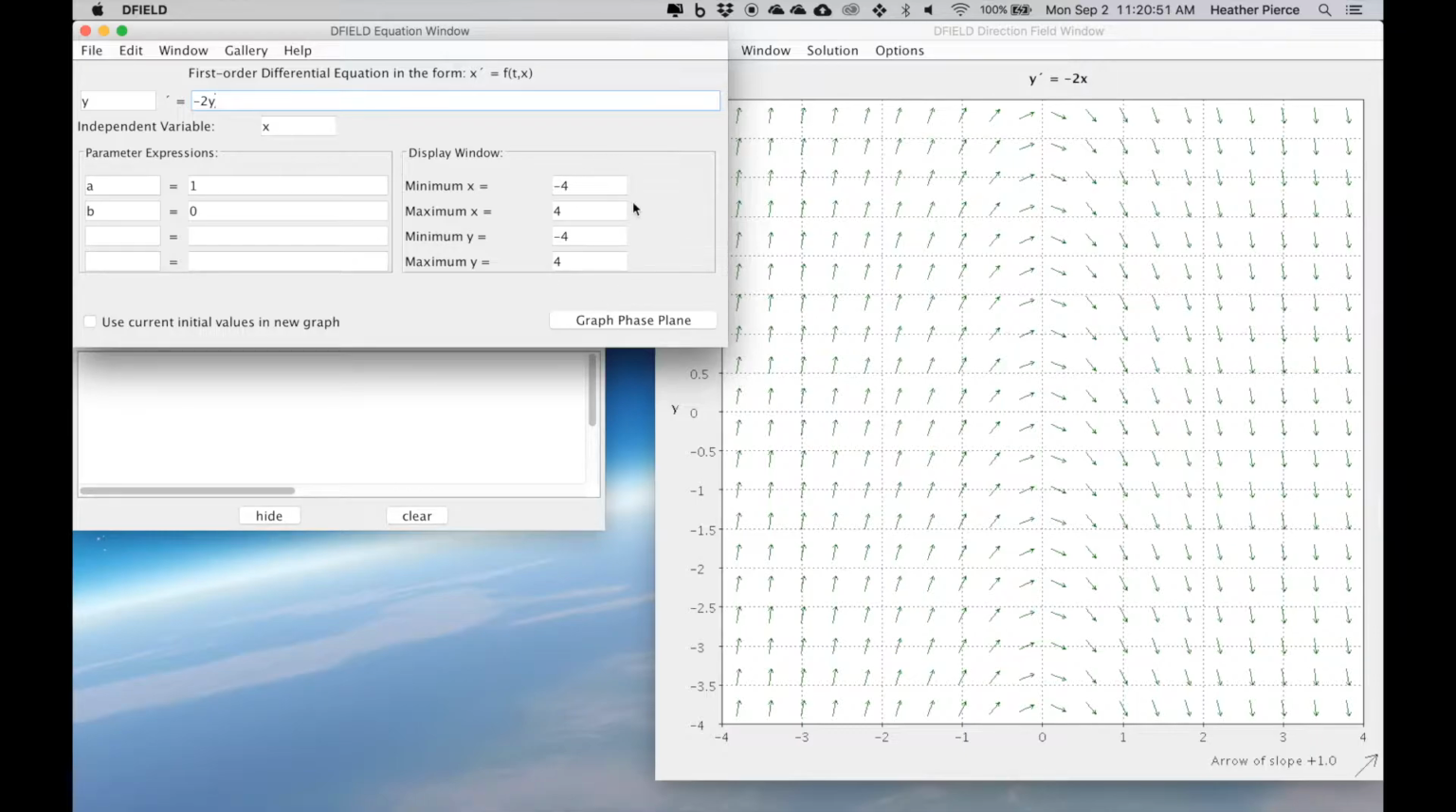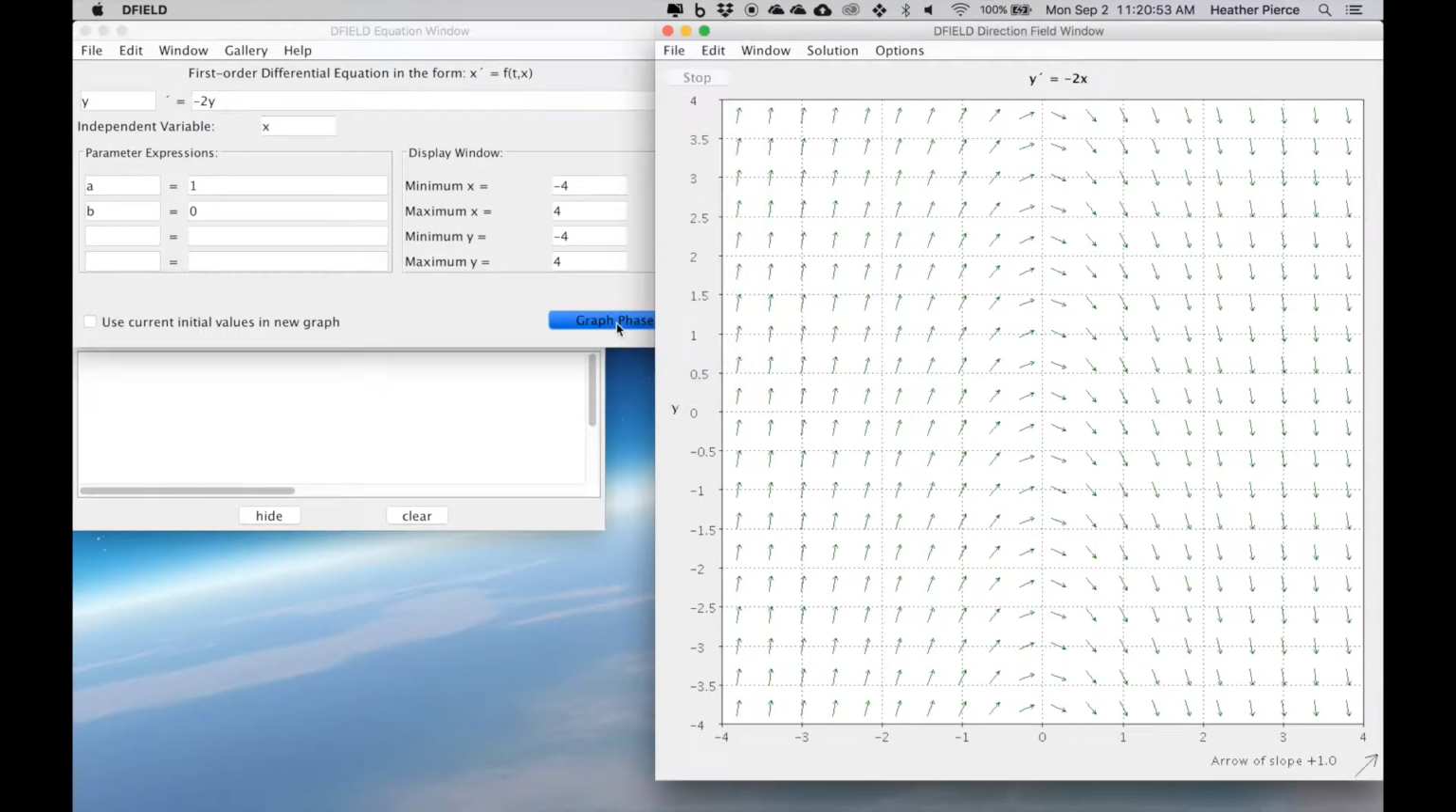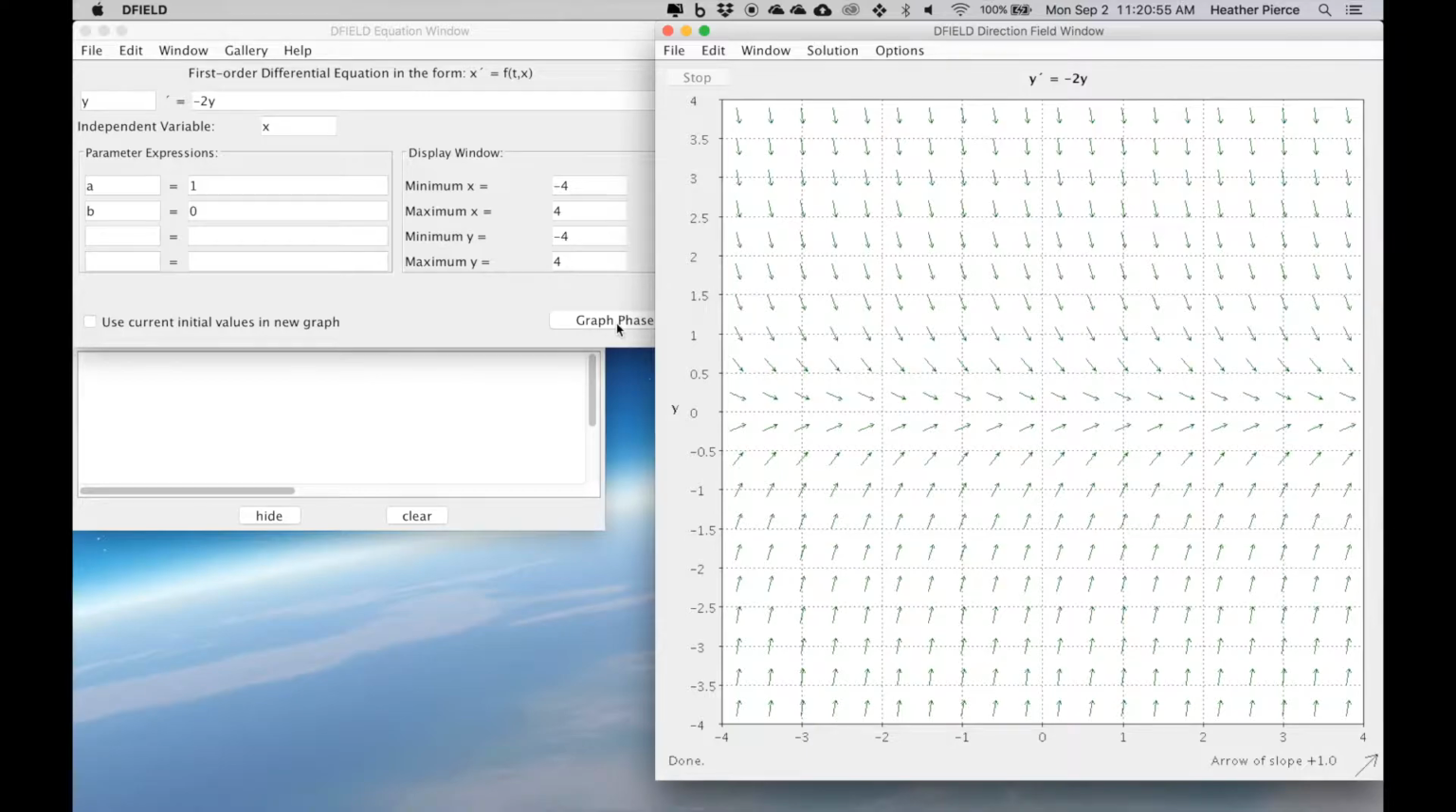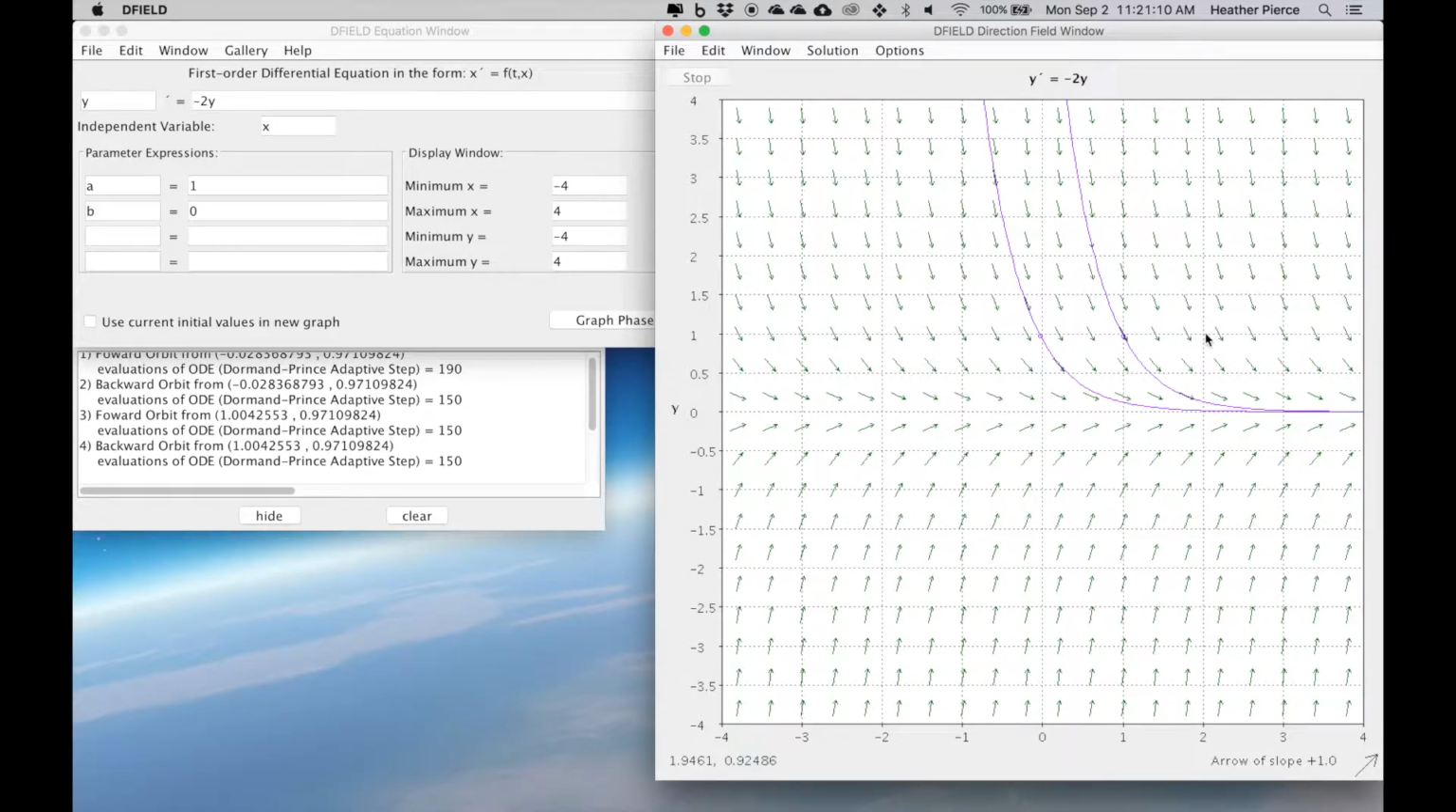And you can change the minimum and maximum for y and click Graph Phase Plane. And now we have the graph that I had looked at before. And we talked about the initial conditions starting at 0, 1. And if I just click the point 0, 1, I can graph the solution. And if we change that starting point, the point that we know, we can get different graphs. So we see several here.